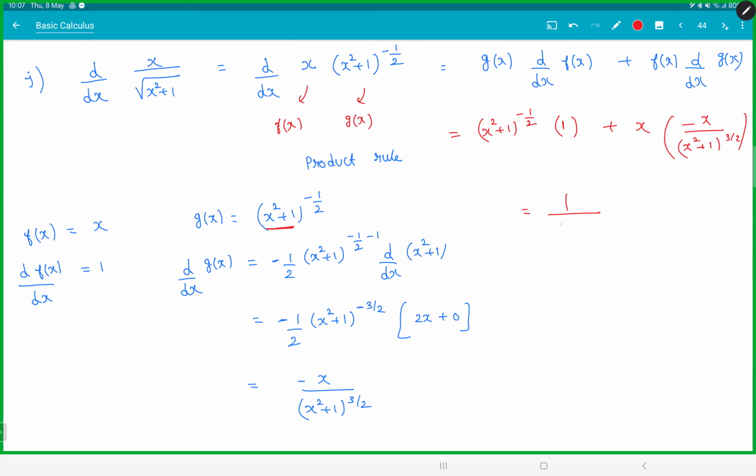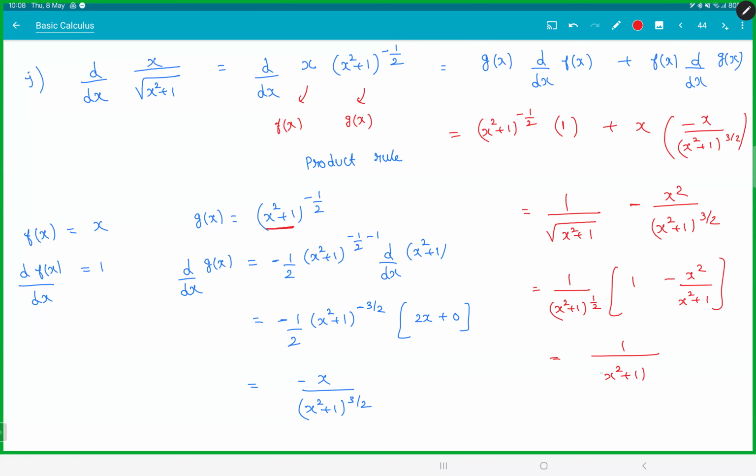Simplify this. So this is 1 by root over x square plus 1 minus x square by x square plus 1 whole power 3 by 2. You can further simplify, but it's okay. Leave it here. You can take out that 1 by root x square plus 1 common and solve, but you can do that. This will be 1 minus x square by x square plus 1. So that would be 1 by x square plus 1 whole power 3 by 2.